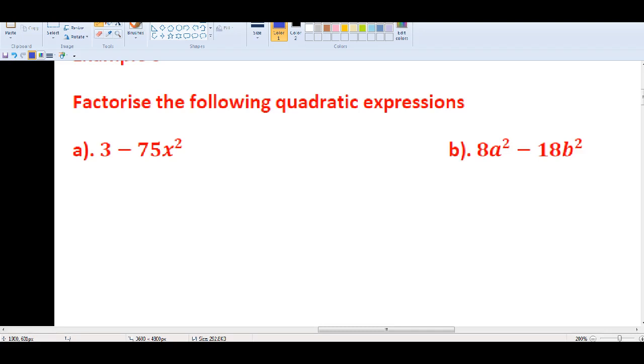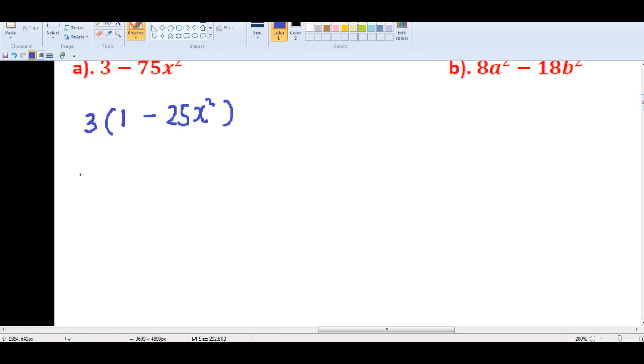Okay, to begin with, you need to see how about I take out that 3 as a common factor. Then what's left behind will be 1 and 25, because 3 times 25 is 75. So now you got two terms. So what happens here? You got 3.